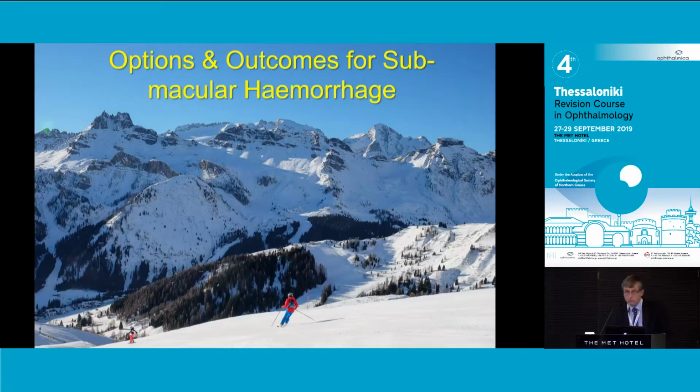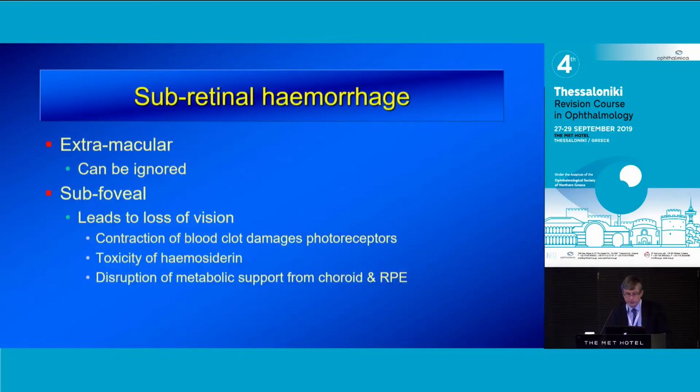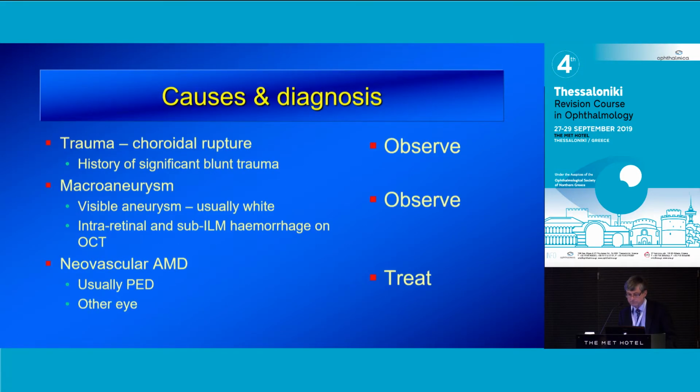So I want to quickly go over some of the options and outcomes for the management of subretinal hemorrhage. Subretinal hemorrhage occurs in different places. If it's away from the fovea, you can safely ignore it. But if it's under the fovea, it's seriously bad news. The blood damages the photoreceptors as you get contraction of the clot. There's the toxicity of the iron, the hemosiderin within the blood, and you've got a disruption of the metabolic support from the RPE. So blood under the fovea causes profound visual loss very rapidly.